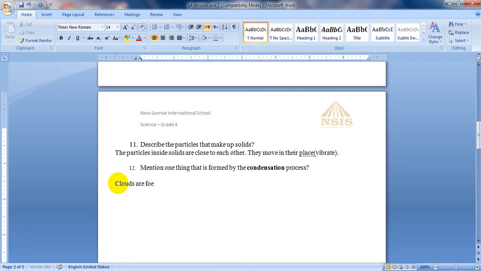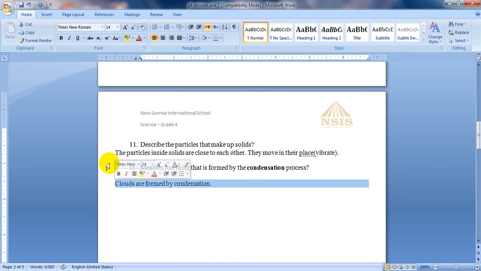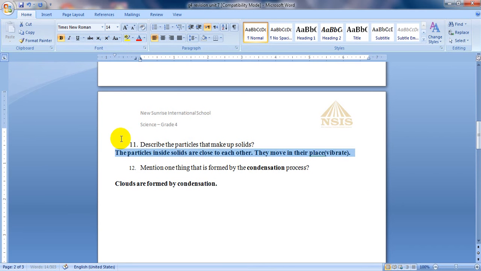are formed by condensation. You have to know also that condensation is a physical change like evaporation, because the same matter or the same substance is still, no new matter or no new substance is formed.